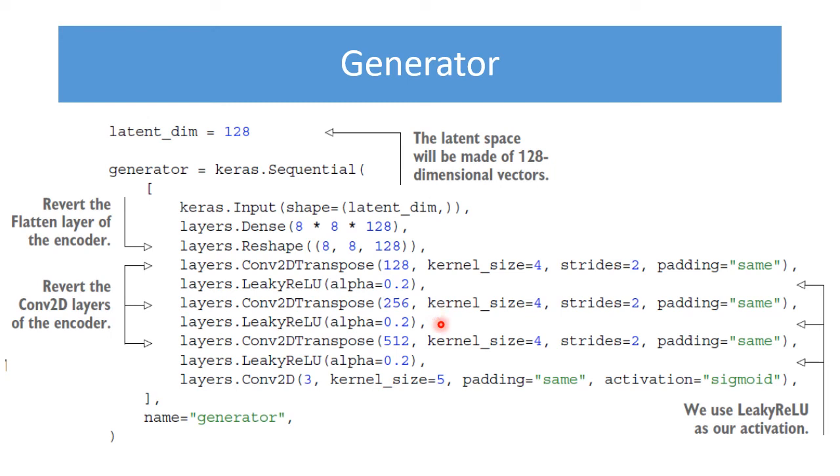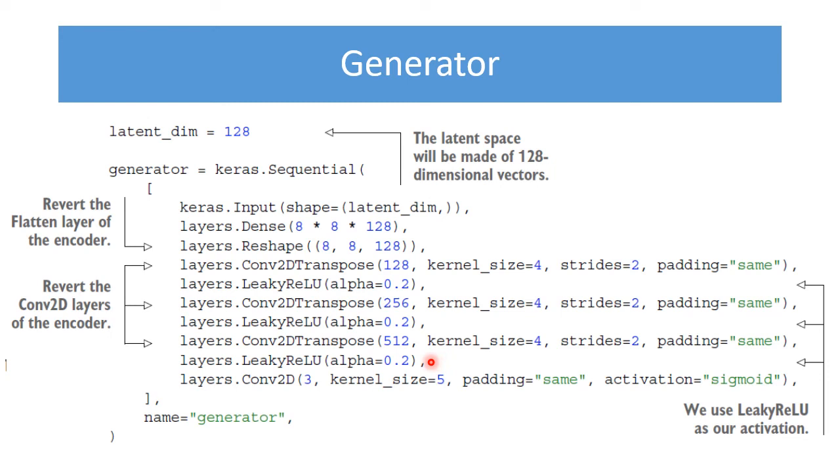And then we pass it through the second convolution 2D transpose. Now the feature map size is 32 by 32 by 256. Then we pass the feature map again through the third convolution 2D transpose. Now it's 64 by 64 by 512. Remember, we want an image with 64 by 64 size. So the final size of the feature map is 64 by 64.